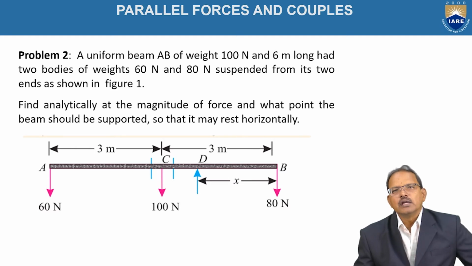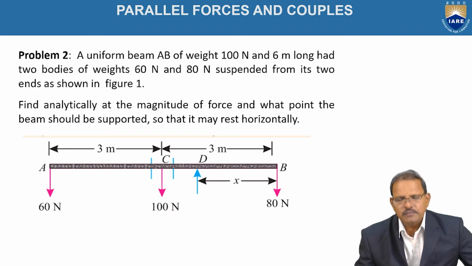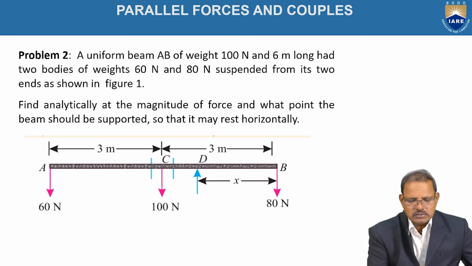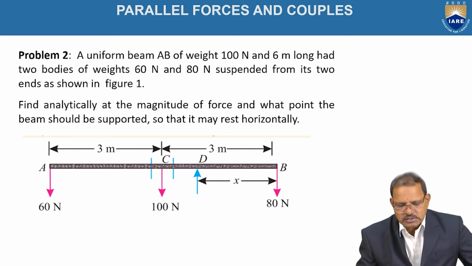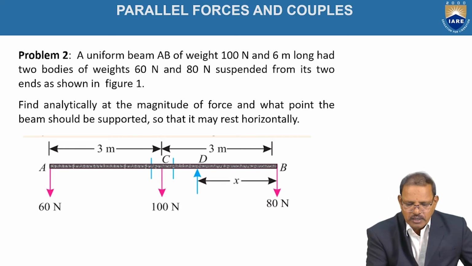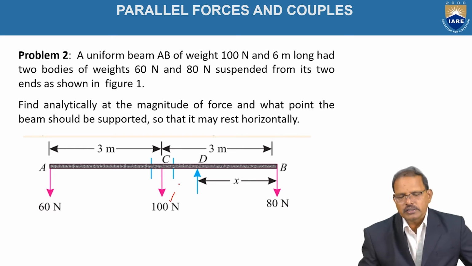A uniform bar AB is given now, of weight 100 newtons. That means the weight always passes through its center of gravity. Since it is uniform, it lies at the midpoint of the length of the bar. The bar length is given as 6 meters, so when measuring its distance from A, at a distance of 3 meters, that is point C, the weight of the body is acting in the downward direction.